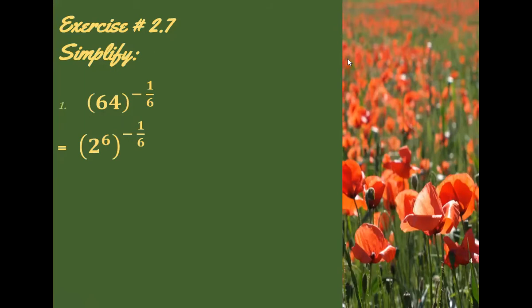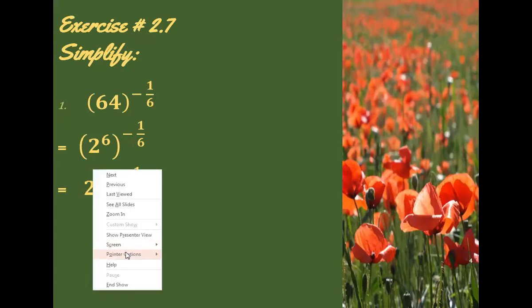Now look here, what will you do? You have power of the power, so simply you will multiply the powers. Simply you will multiply the powers just like this. You will write 6 multiplied by minus 1 upon 6. Understand? 6 multiplied by minus 1 upon 6. Now what do you have here, just a minute.